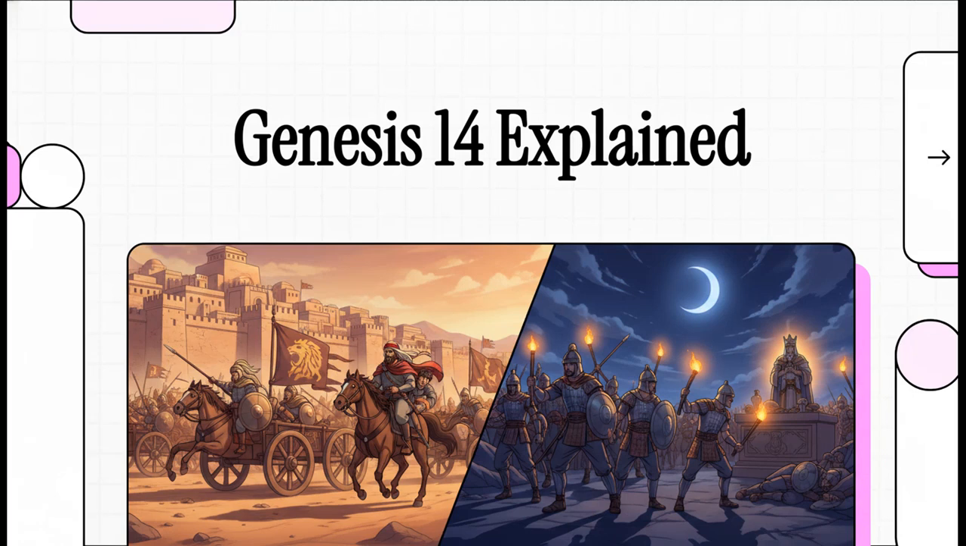Today we explain Genesis chapter 14 in a clear and simple way, step by step. We're looking at a deeply fascinating text today that reads quite literally like an ancient thriller. This is the very first recorded war in the Torah.